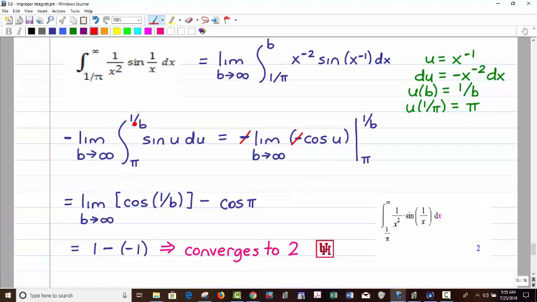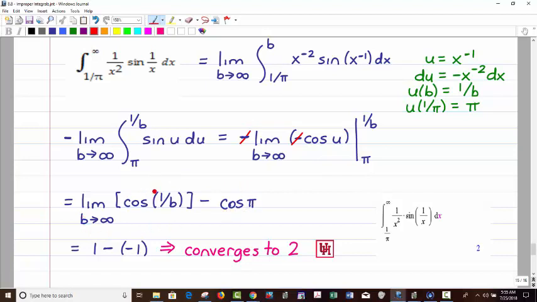So now I have 1 over b as the upper, pi is the lower, and then the antiderivative, not derivative, antiderivative of sine is negative cosine. Now the negatives take each other out. So we plug in cosine, put in 1 over b, and then put in pi directly. So cosine of pi will just be negative 1.